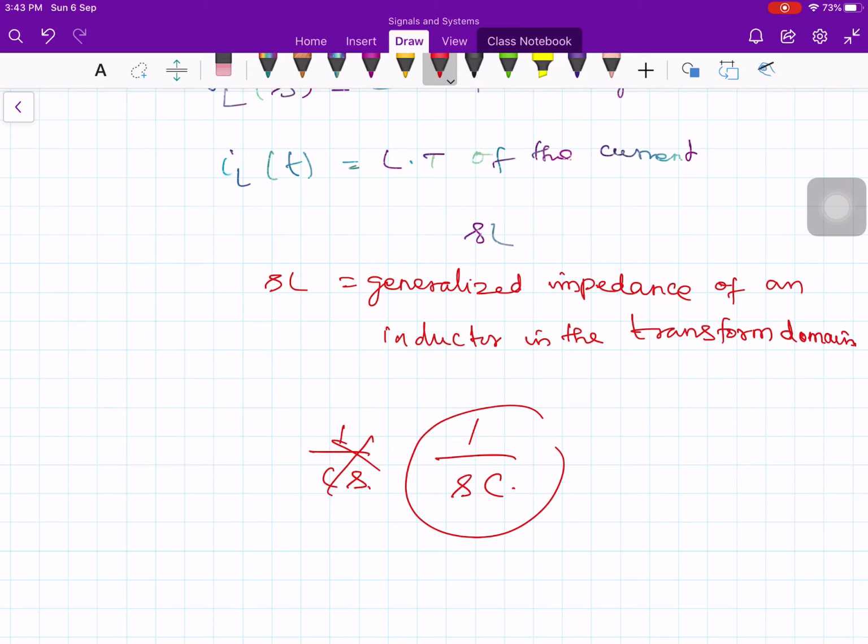Okay, so let me stop at this point. We will continue from this point onwards in the next class. Probably we will start with the multiplication of a signal by time t. Okay, let me stop at this point.